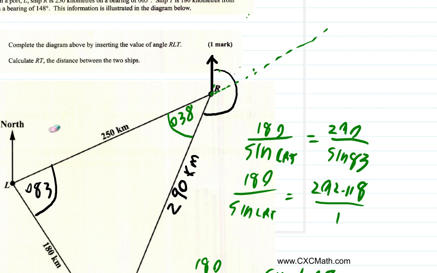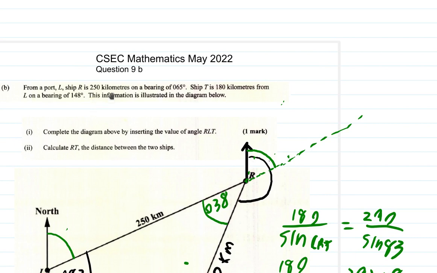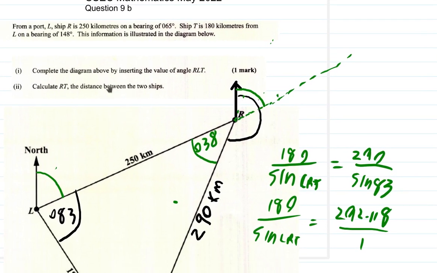What we can do here is look at these corresponding angles. This angle would be the same as this angle, because remember, you extended this line, right? What was this angle again? Let's say R is on a bearing of 65 from L. So this was 065. That was the bearing. So this is also 65 degrees. All right. This is 65 degrees.